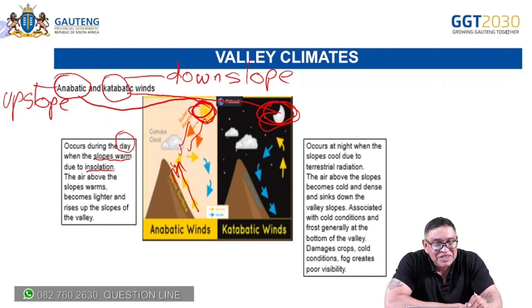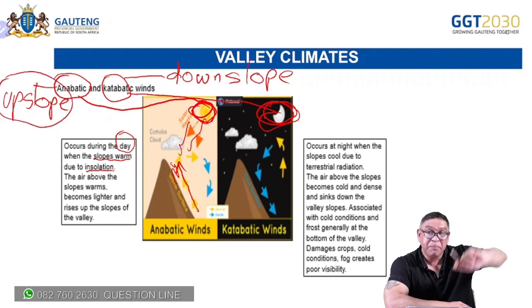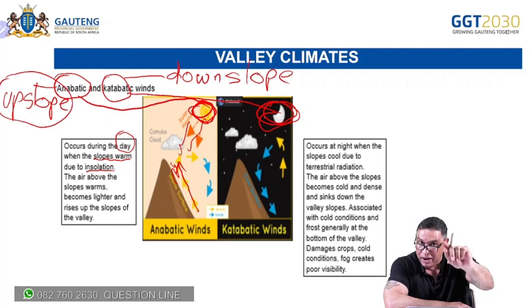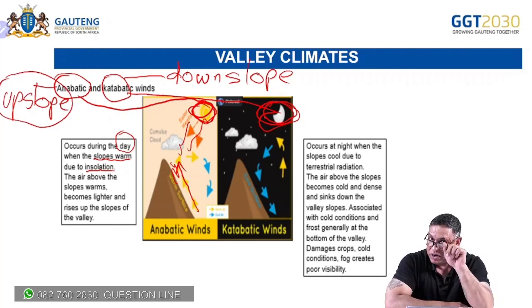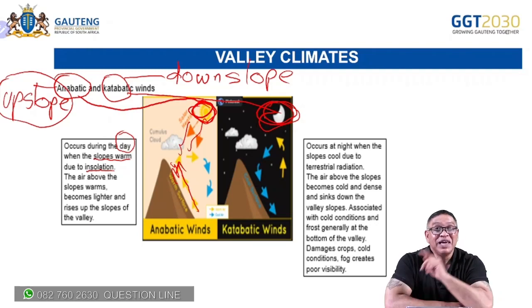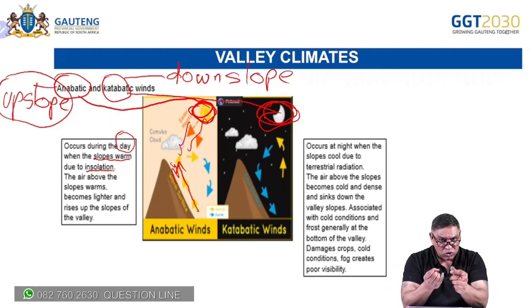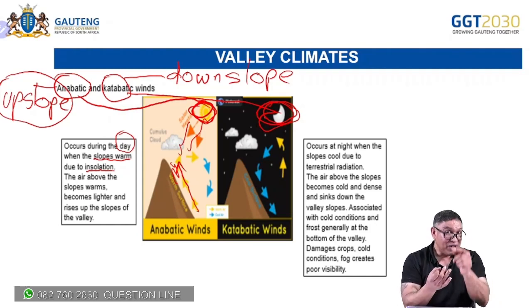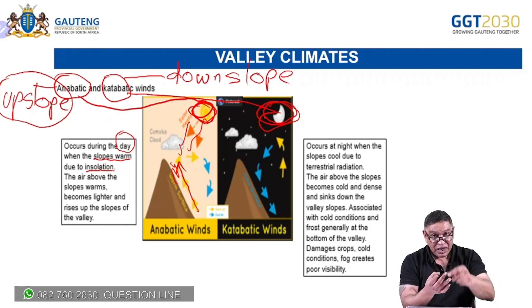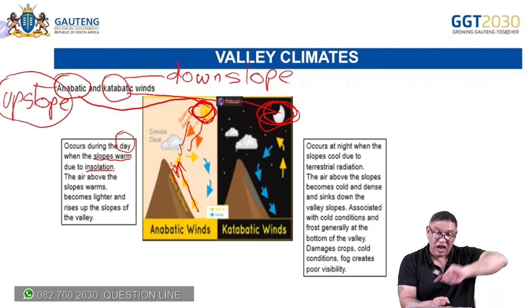Upslope wind. Can you see the importance of remembering when air moves up the slope, not when air moves up? I'm going to scold you on that. Air moves up the slope is anabatic. So let's go through it quickly. Slope warms due to insolation. What happens next? The slope heats up, the air above it heats up, and it moves upslope.